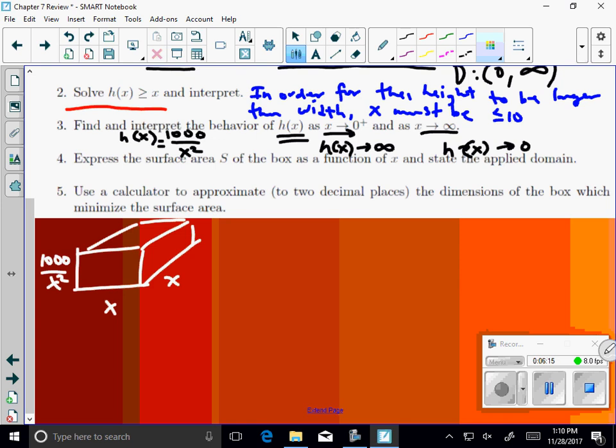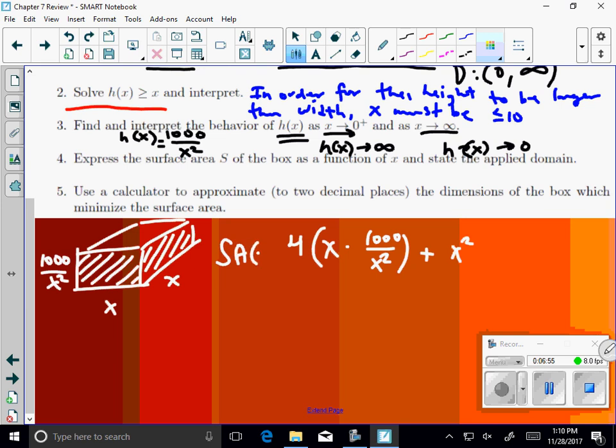Okay, so I'm going to have how many of these surfaces? If I'm painting just the inside, I don't have 2. How many do I have? 4, right? Because isn't this the same size as that? So I'm going to have 4 of those. What would the dimensions of that be? X times what? 1,000 over x squared. I'd have 4 of those. And then what would the area of the bottom be? X squared, good.